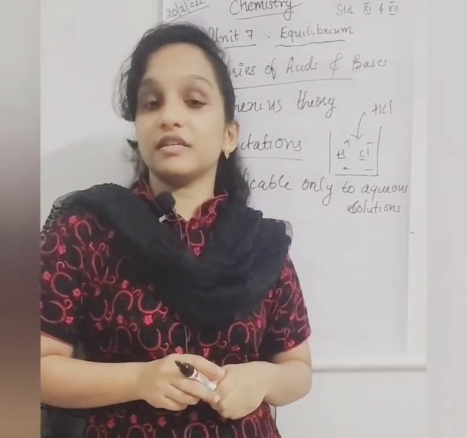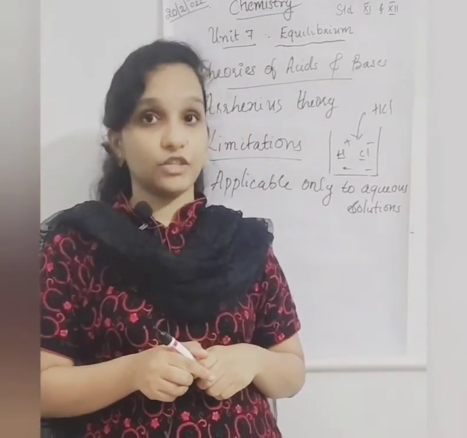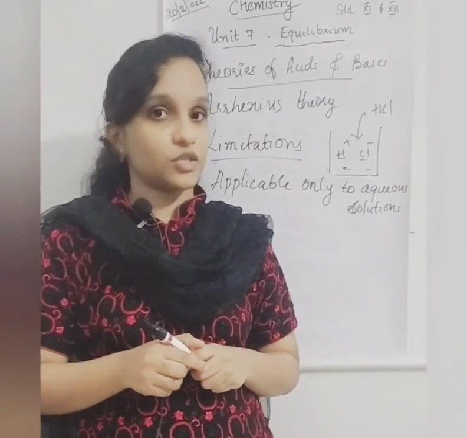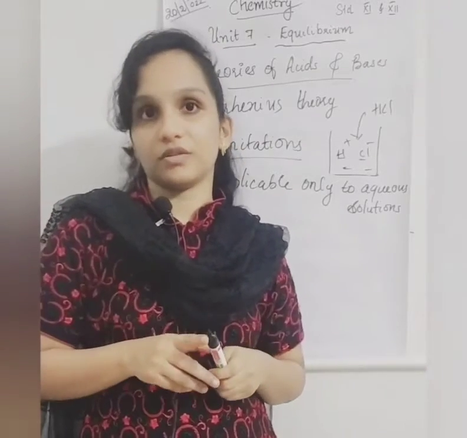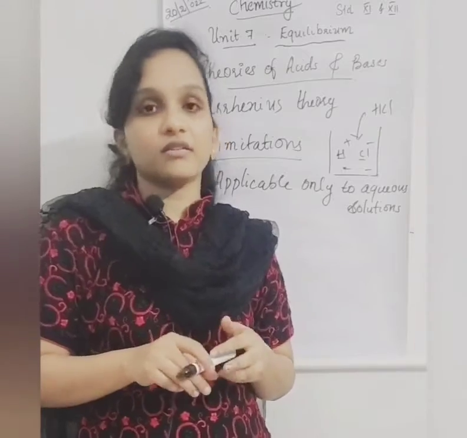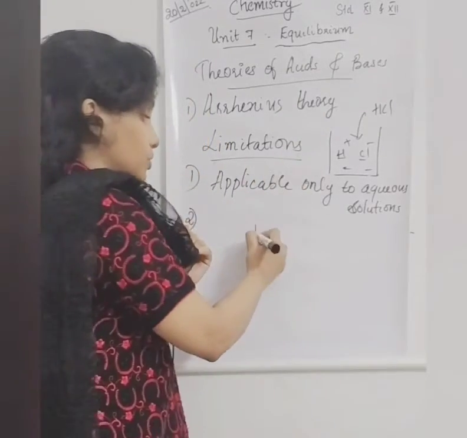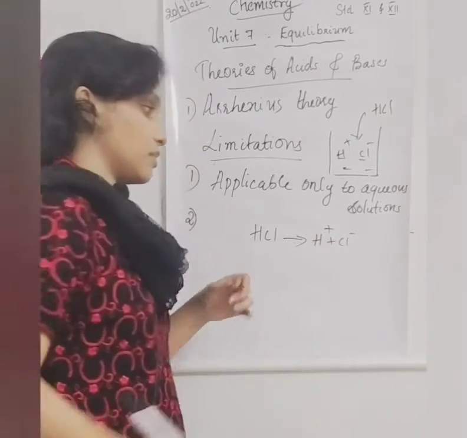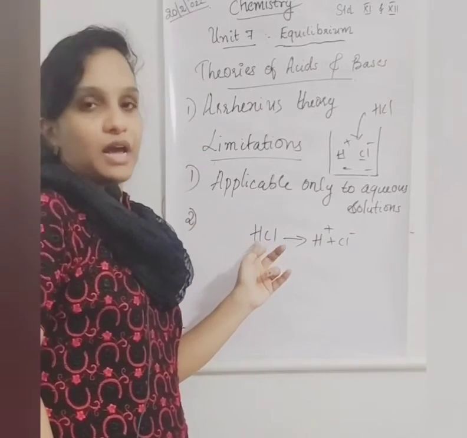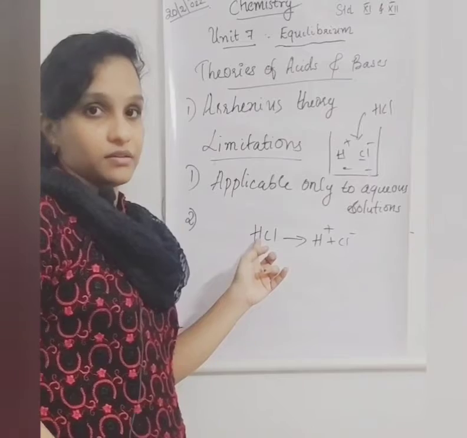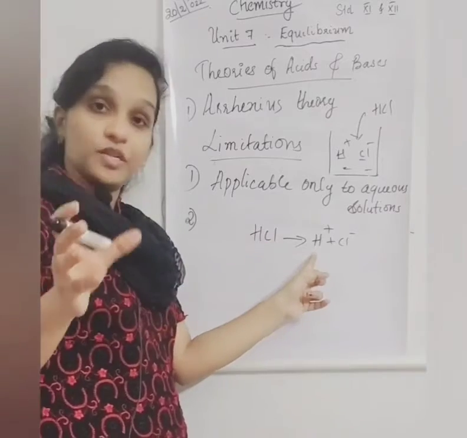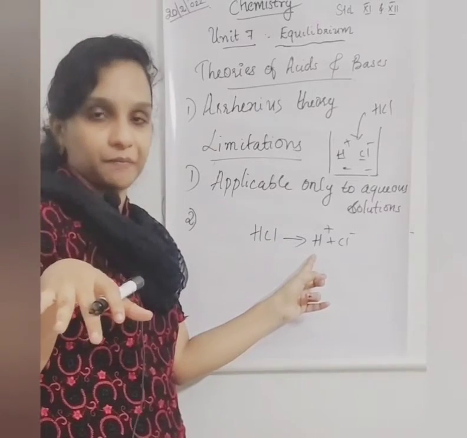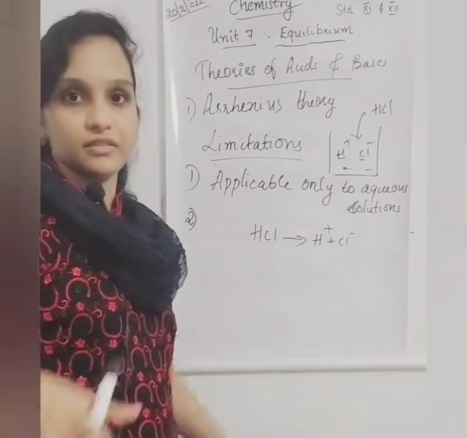The second limitation is that it does not explain the acidic nature of substances which do not contain H plus ions. For example, HCl gives H plus and Cl minus. If a molecule gives H plus ions, then we can say it is acidic, according to Arrhenius theory.